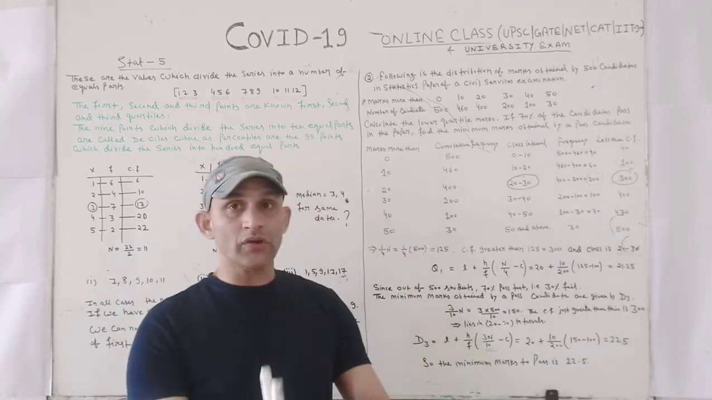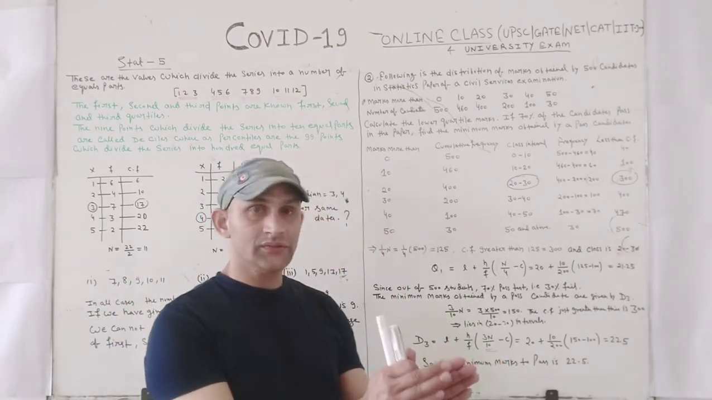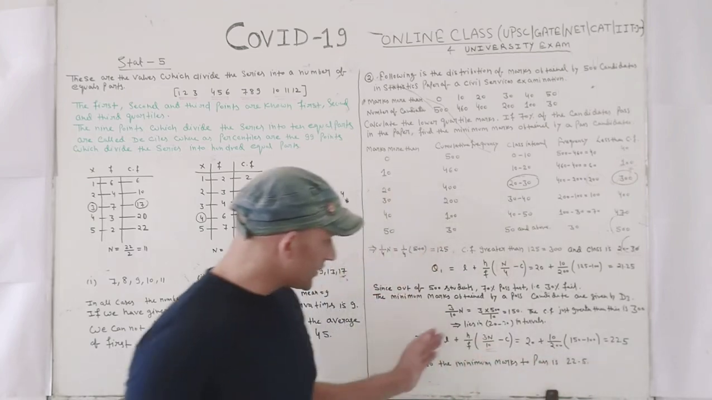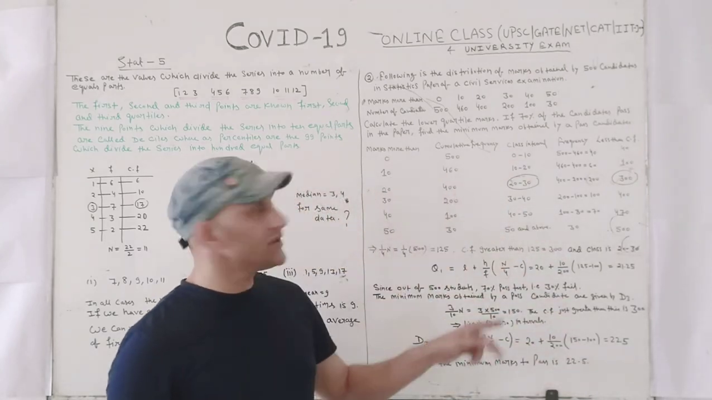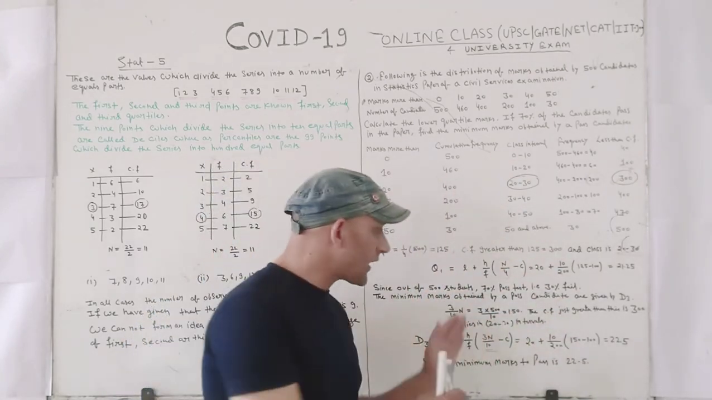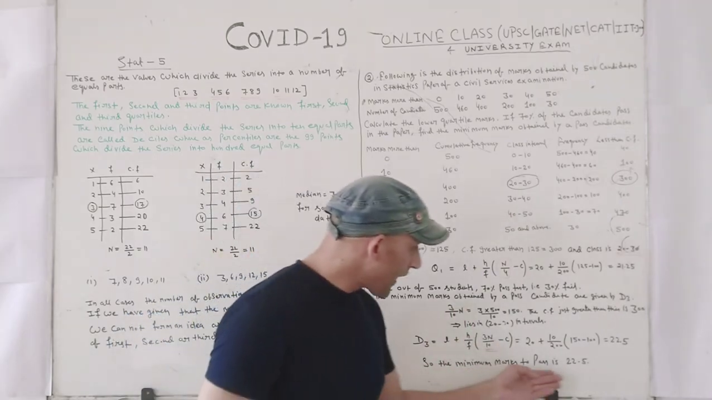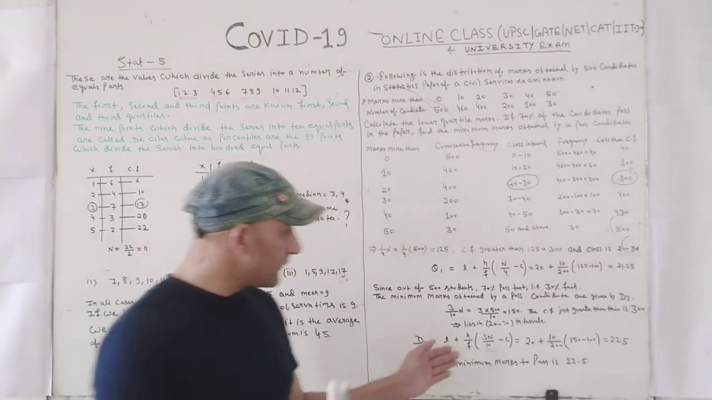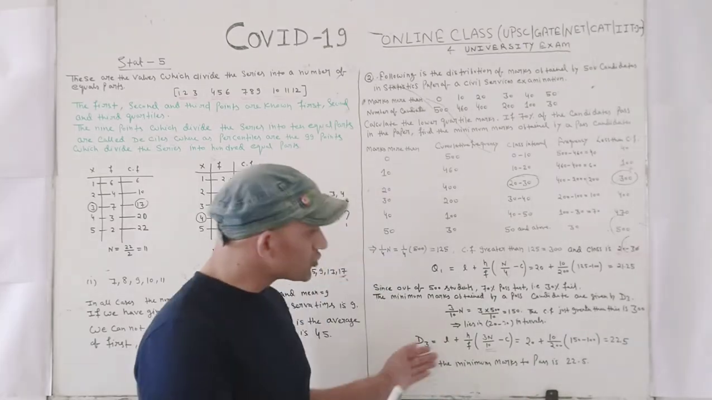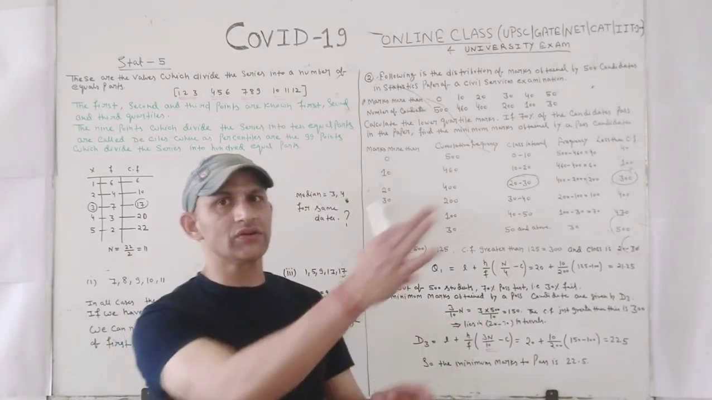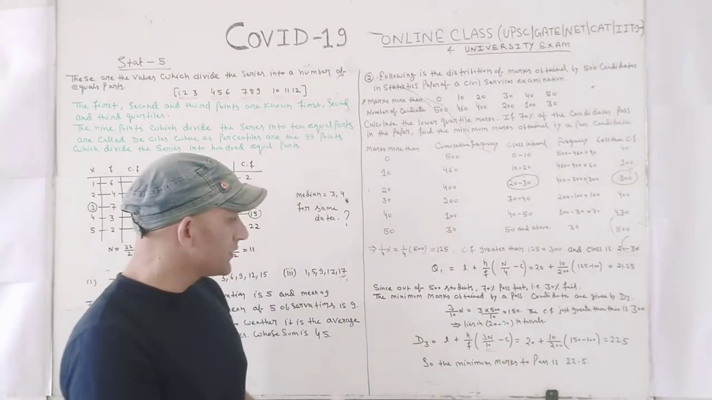The GATE organization also uses the same theory to find the minimum marks based on the total number of candidates appearing in the examination. The GRE exam also uses the same formula. You can see the formula.